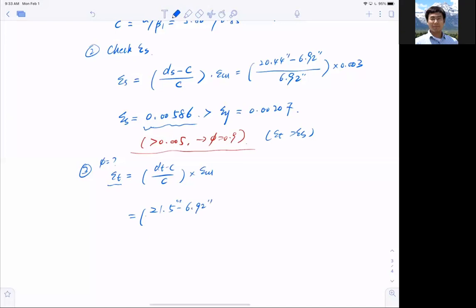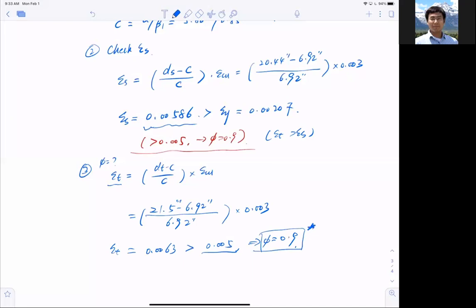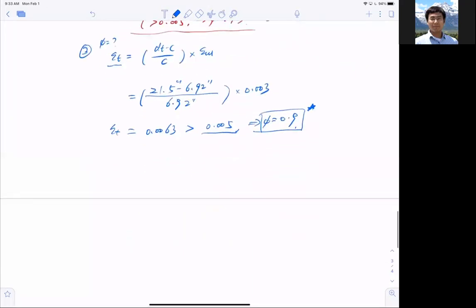6.92 inch and divided by 6.92 inch and multiplied by 0.003, and I have this number to be 0.0063. Okay, and that is much larger than the 0.005, and hence my phi equals 0.9. And now I confirmed it. Okay, now I confirm the strength reduction factor is good, 0.9. Okay, got an easy case.